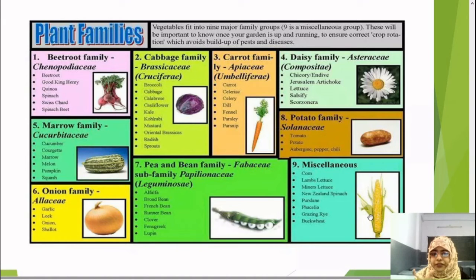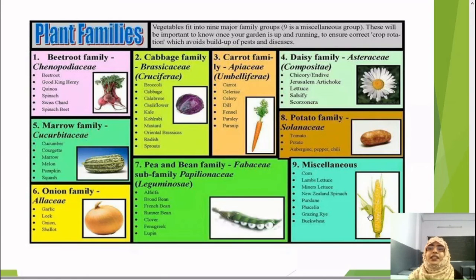Just now I told you about the pea family, that is Fabaceae, whose subfamily is also called Papilionaceae, or Leguminosae, which comes under various pea plants. Next, the potato family, which comes under tomato, potato, pepper and chili. Next, you have miscellaneous organisms, that is corn salad (lamb's lettuce), lettuce, New Zealand spinach, etc.